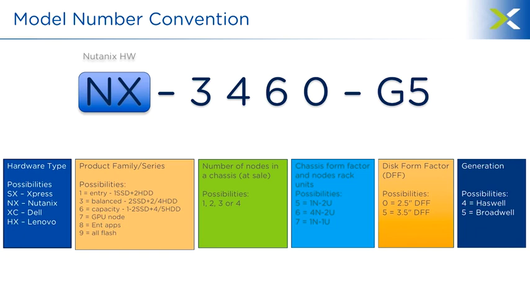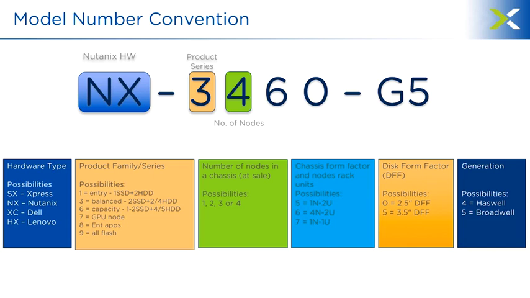HX would represent a Lenovo model line. The first number in this series determines the type of product family on the NX model line. So for example, 3 would be a more balanced product portfolio, while a 6 would be a very storage-heavy portfolio. The next number afterwards would be the number of nodes in a chassis. That can be between 1 to 4 nodes. So in this example, a 4 represents 4 nodes in a chassis, or a 1 would represent 1 node in a chassis.